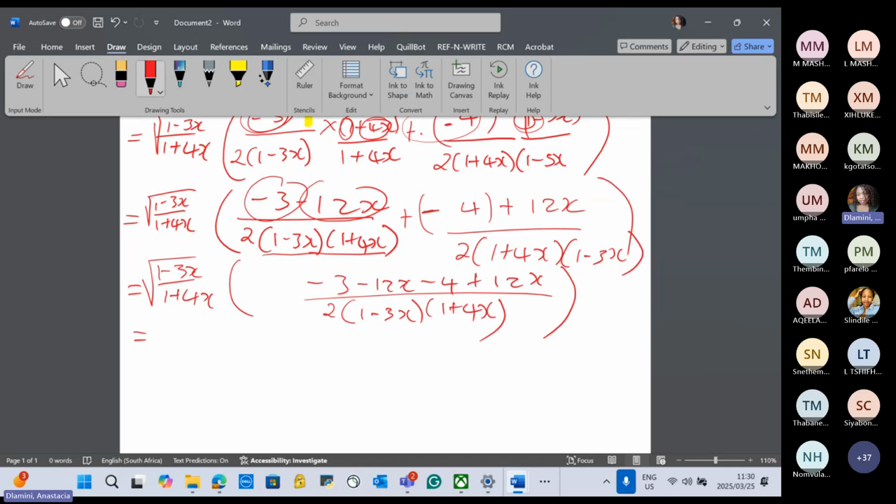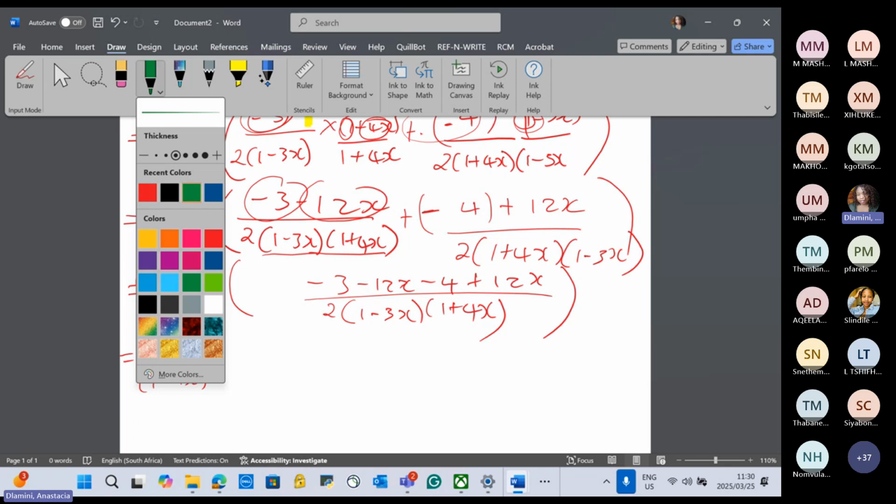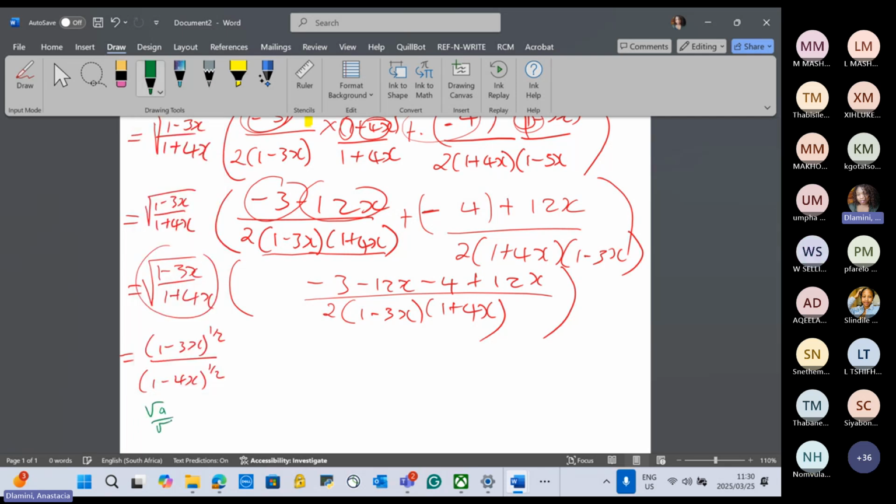Now, look at this. Do we agree that I can write this as 1 minus 3x to the power of half over 1 plus 4x to the power of half? Do we all remember that, guys? Your surds notation: the square root of a over the square root of b is the same as the square root of a over b, and the square root of a times b is the same as the square root of a times the square root of b.